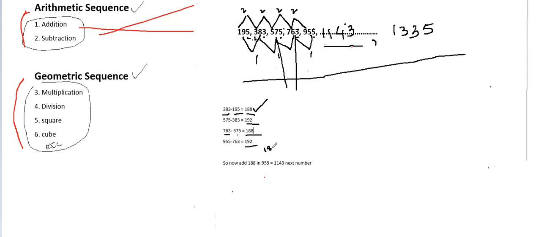So let's say 188, it means we should add 188 to 955. If we add 955 and 188, we will get 1143, which is the same as we found by the other method. So you saw we could solve this number sequence in two ways.